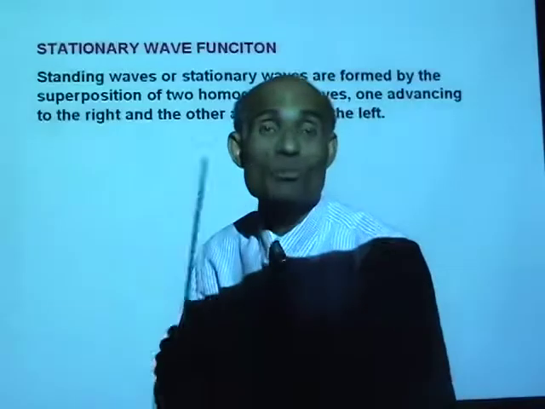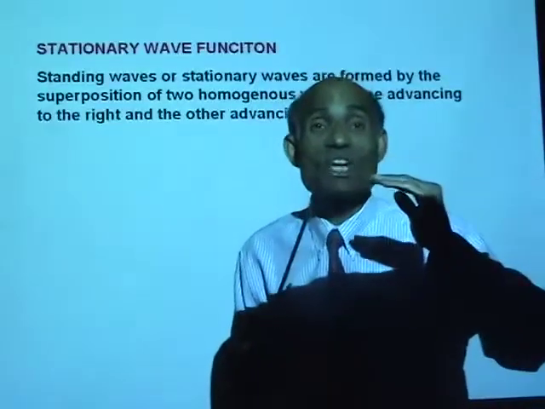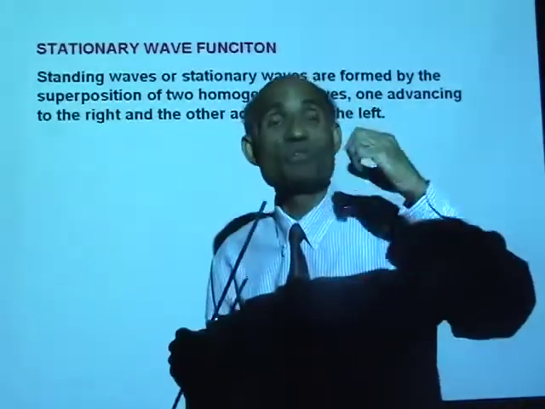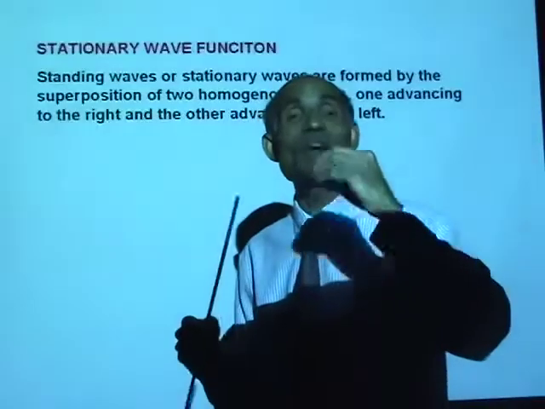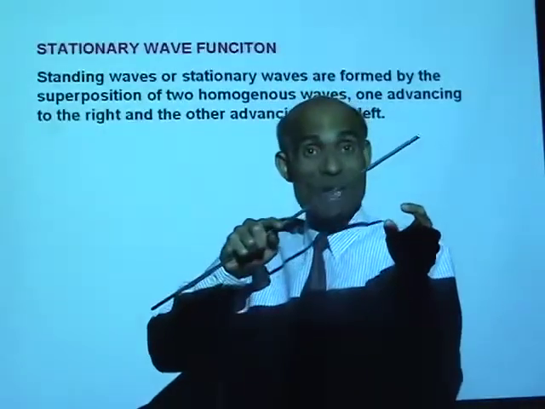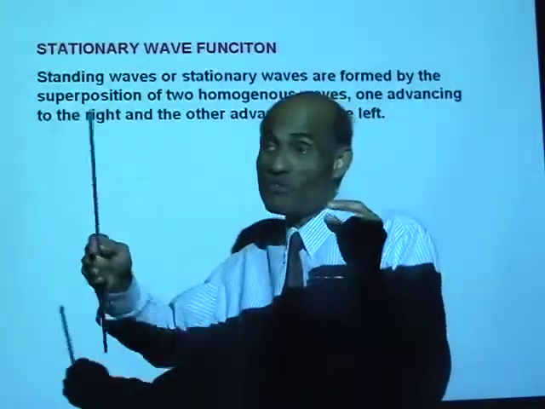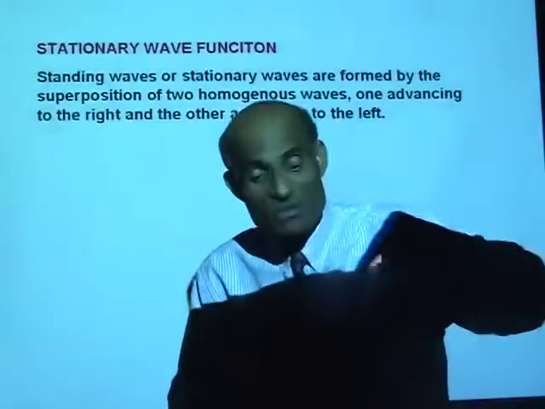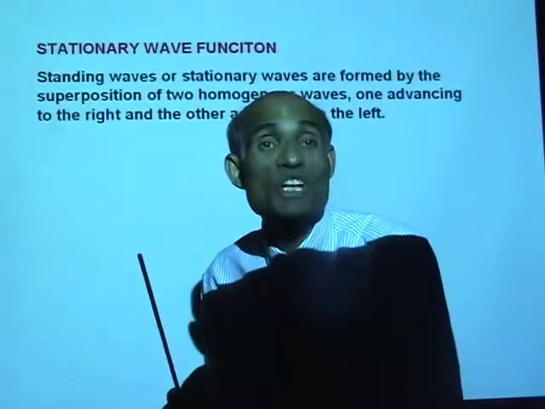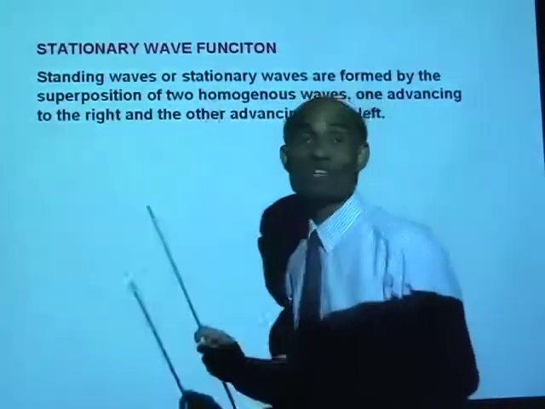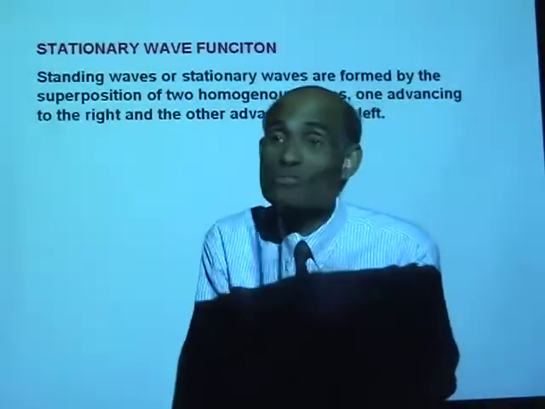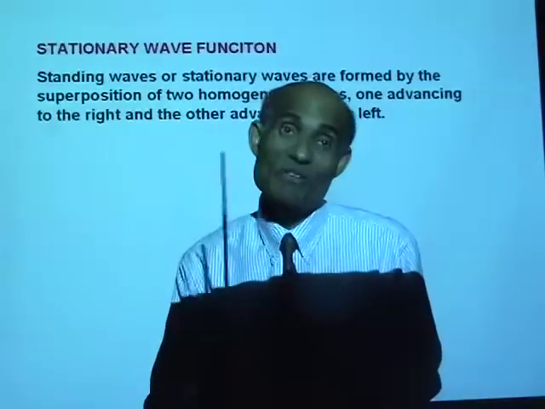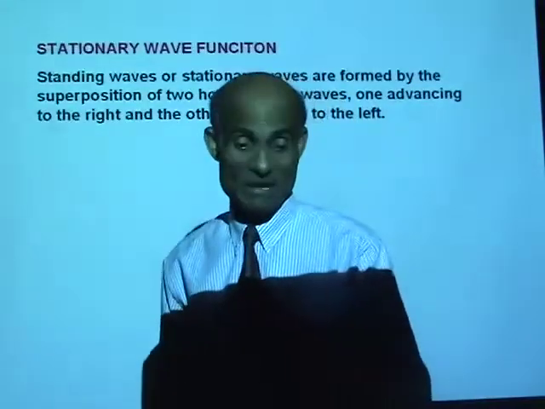What does that mean, homogeneous? They are identical in amplitude, frequency, and wavelength, because it is the same wave, the advancing wave and the reflected wave. The same wave gets reflected. They are basically the same wave. They are homogeneous. But one is advancing to the right and the other is advancing to the left.